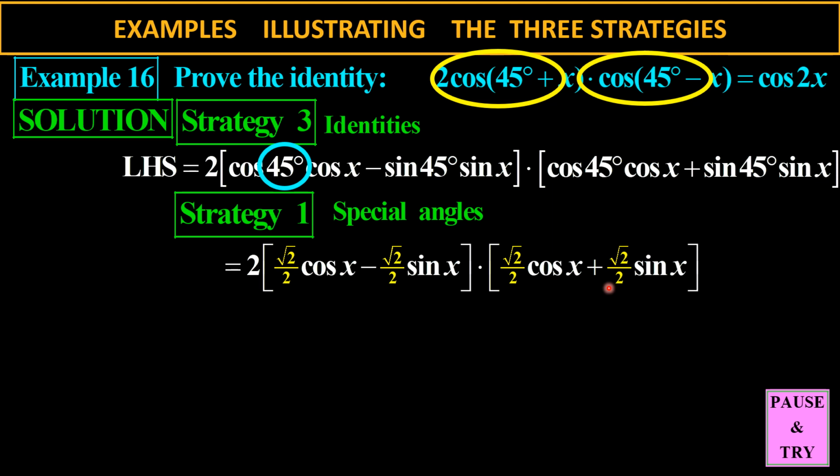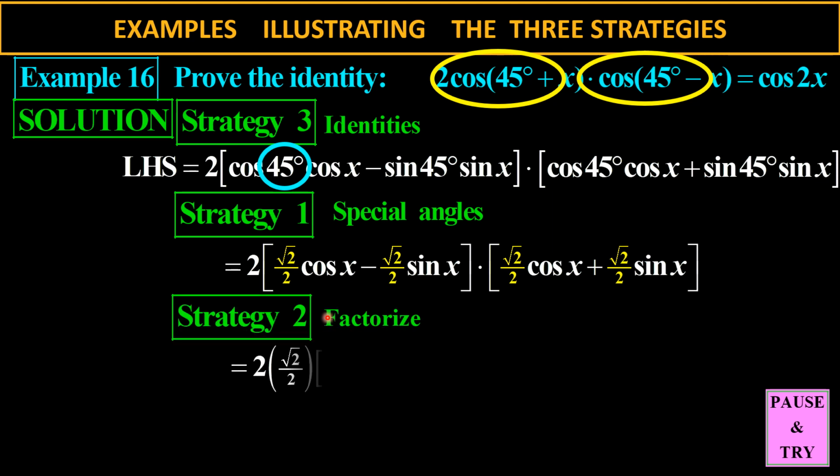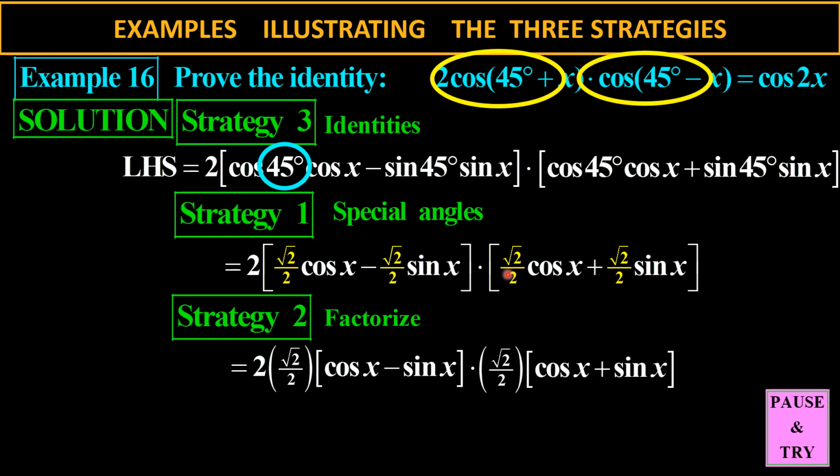So what do we notice now? What simplification can we use? There's no simplification to be used any further here. So we go to the next step, and that is take out a common factor. The common factor there stands out, root 2 over 2. So I take out root 2 over 2 from this, and I end up with cos x minus sin x. I take out root 2 over 2 there as well, and that's cos x plus sin x.